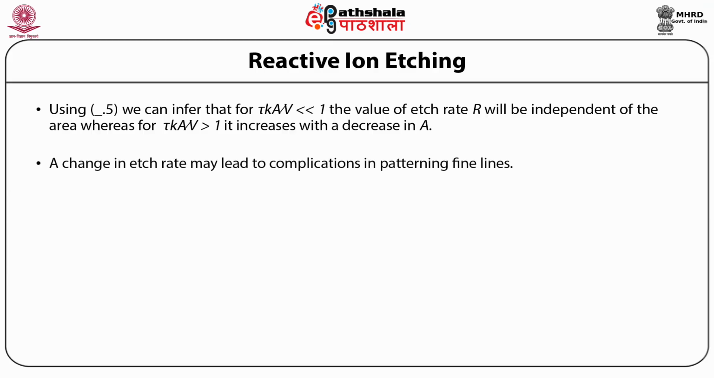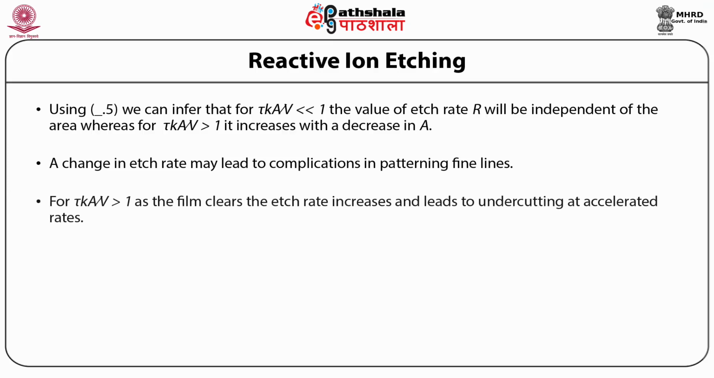A change in etch rate may lead to complications in patterning fine lines. For tau KA by V greater than 1, as the film clears, the etch rate increases and leads to undercutting at accelerated rates.